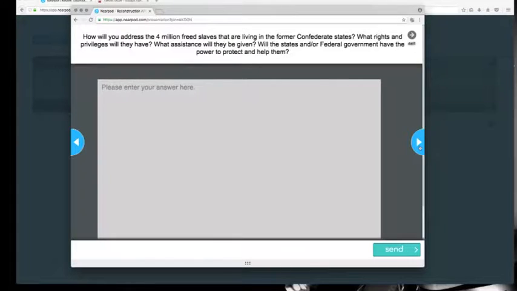And lastly, how would you then address the 4 million brand new Americans, those freed slaves that were living in the former Confederate states? What rights and privileges do they have? What assistance will they be given by the North and by the government? Will the states or the federal government have the power to protect and help them? So you have to try and figure out how you're going to support all those brand new American citizens that were formerly slaves. So again, you can talk about these questions in groups, but everyone has to type their response individually and then send it using the Nearpod app.